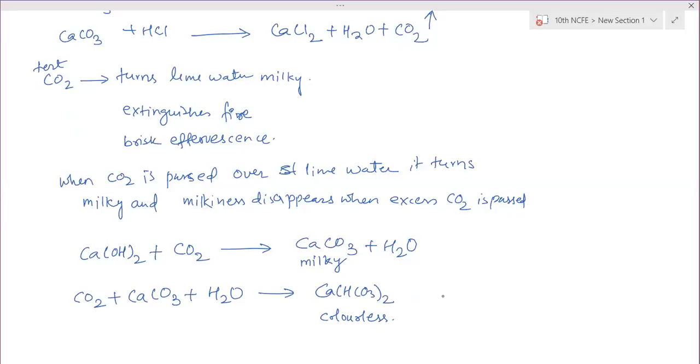It's clear? Yes, ma'am. Those who don't remember, start remembering. You have to remember all these reactions.